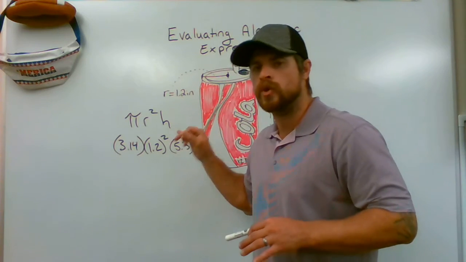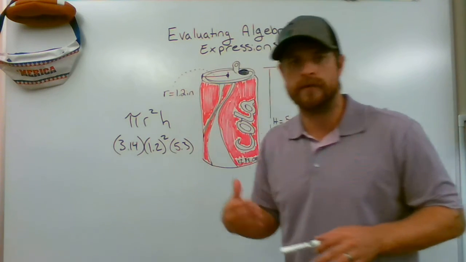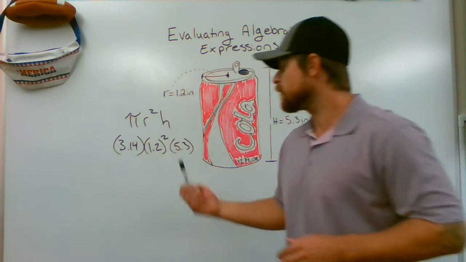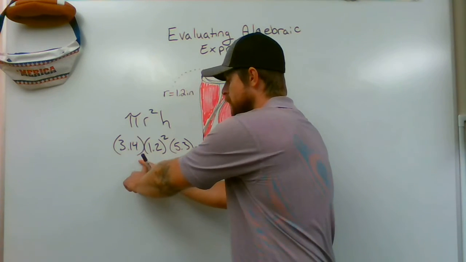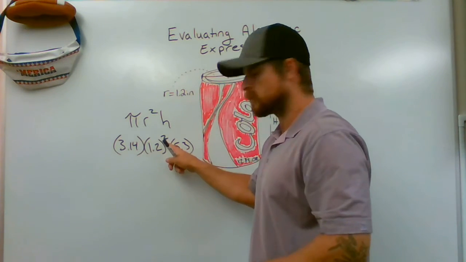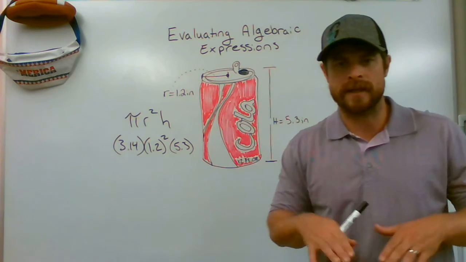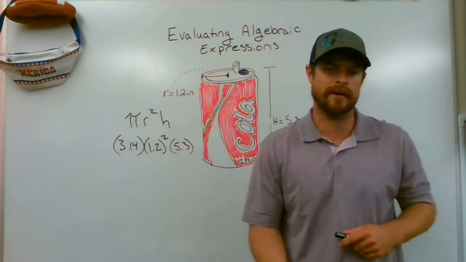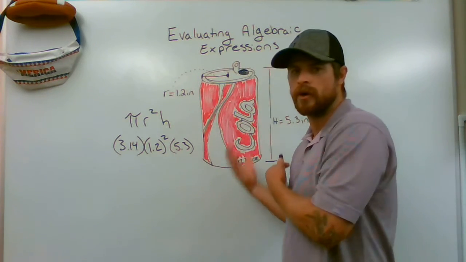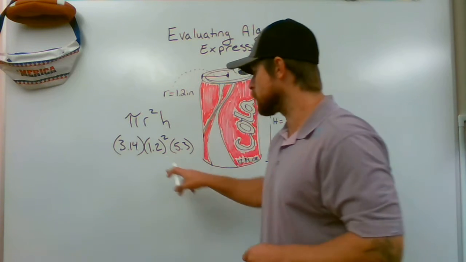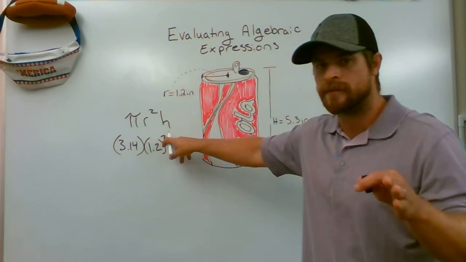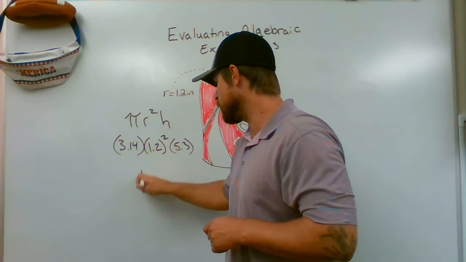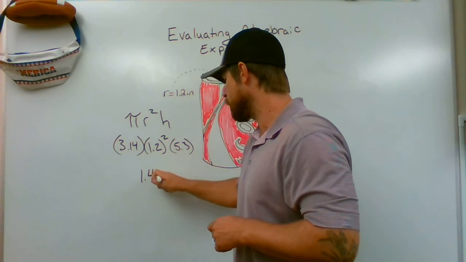So what you could do on accident, or if you were not knowledgeable with this, you may say 3.14 times 1.2. You would multiply those together, and then you would use your exponent. That would be incorrect. You would get a number much higher than you should when finding the volume of this can. So what we want to do is take 1 2/10 and use our exponent first because it comes first in PEMDAS. We now have 1.44.